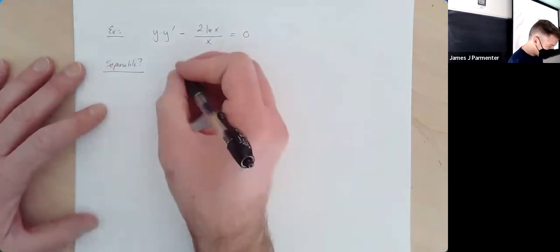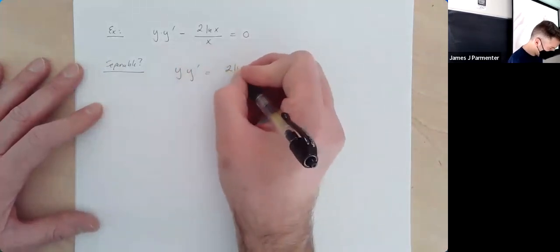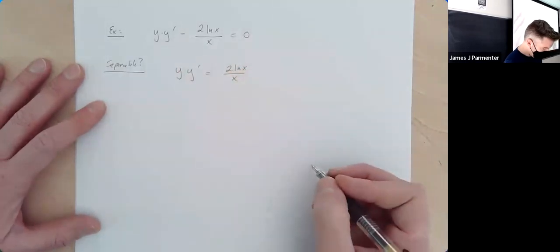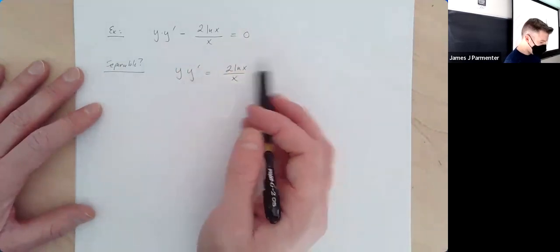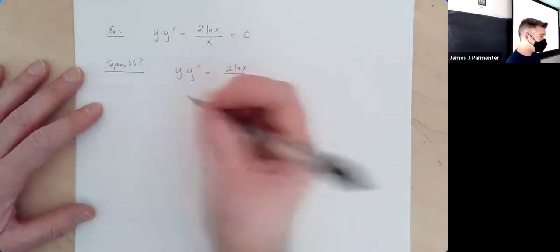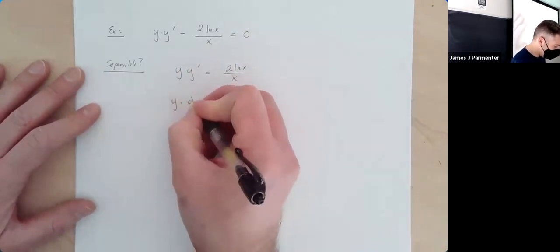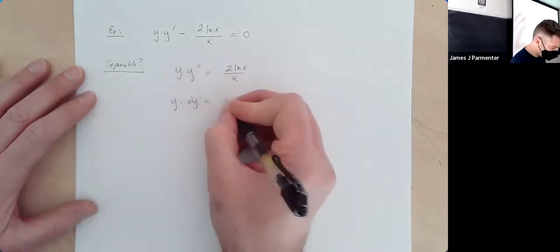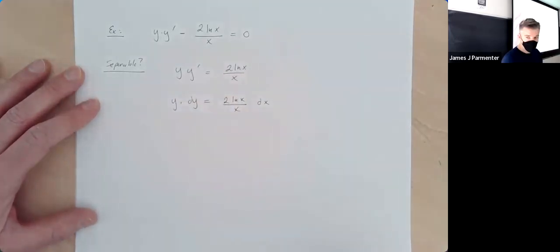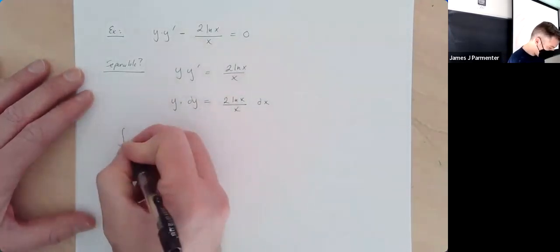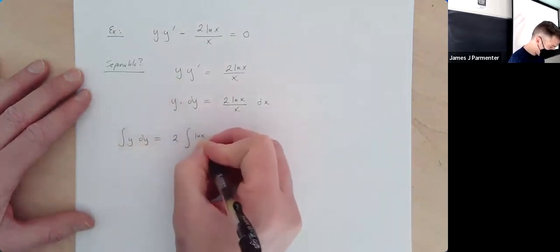Let's see. So let's try isolating y prime. So y times y prime equals 2 times natural log of x over x. And then I really just have to put the dx over on the other side, right? I probably should have actually written this as y times dy dx. So really, I'm going to have y times dy dx, but let's just write the dy part because we know we're moving the dx over to the other side. And I would probably write this as the integral of y dy equal to 2 times the integral of the natural log of x over x dx.